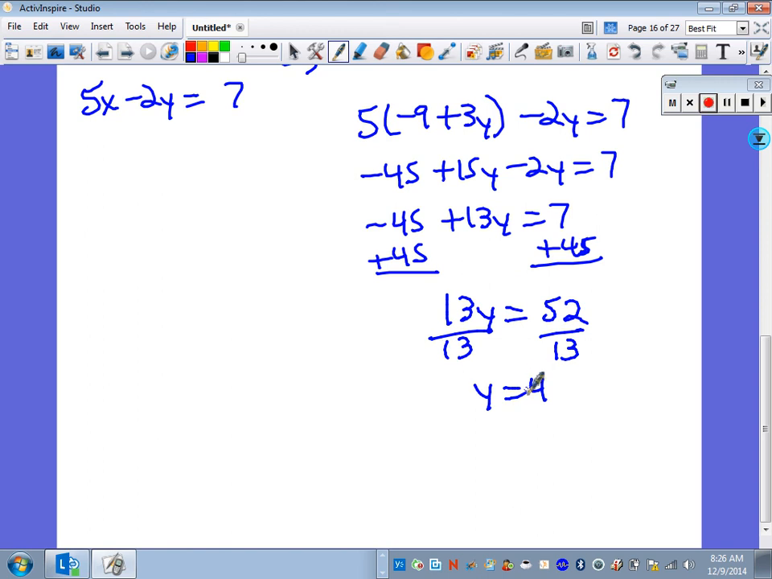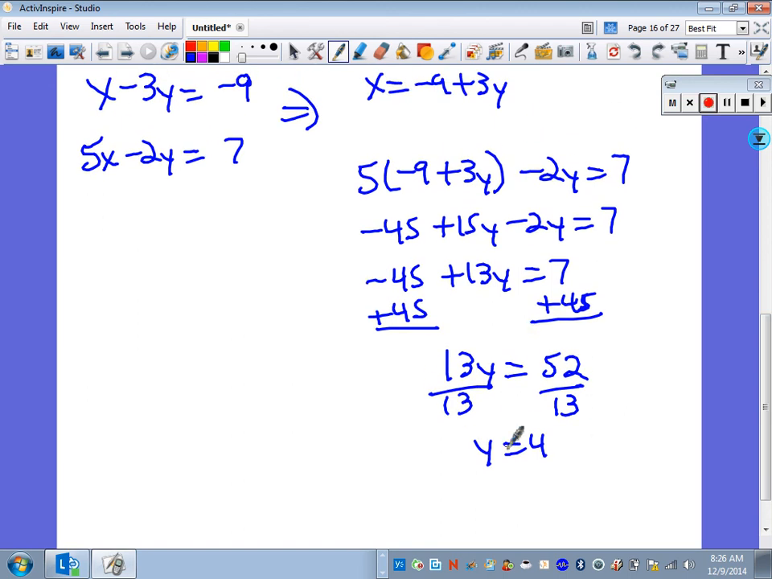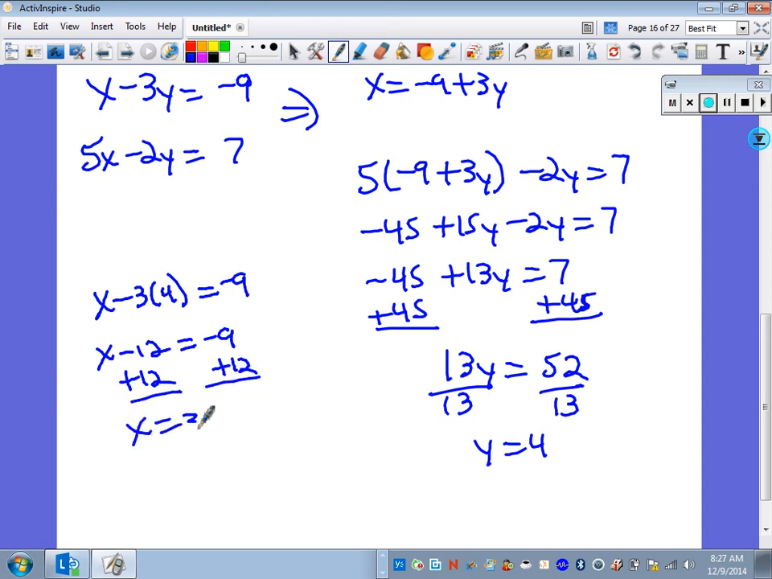Okay, so now that I have this one, I'm going to substitute this 4, because again, keep in mind this is substitution, replacing one thing with something else. So I'm going to replace this y with 4. So I'm going to have x minus 3 times 4 equals negative 9. You could have also substituted in this one, whichever one makes you more comfortable. It doesn't matter. So x minus 12 equals negative 9. I'm going to add 12 to both sides. So x equals 3. So 3, 4. And it's always x comma y, so pay attention to which one you're writing first, because I will take off if you just get the order wrong, because it is wrong. Okay?